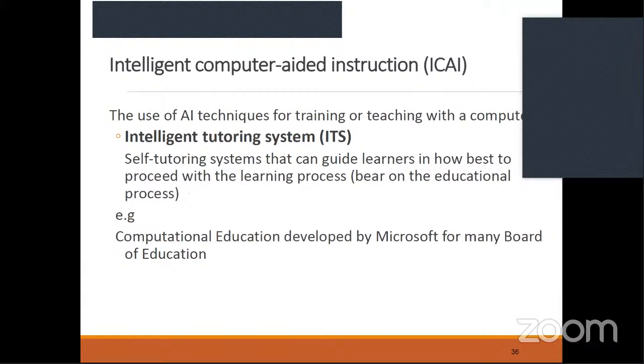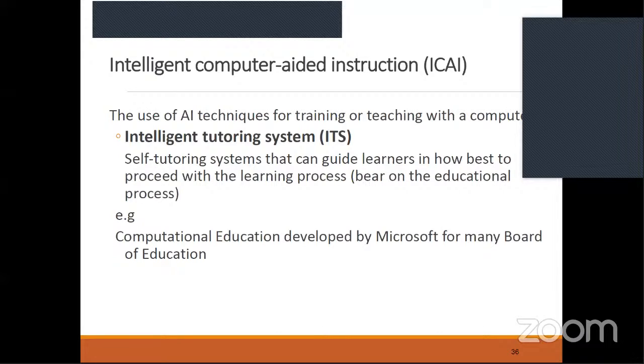Okay, one more application of AI is in education: intelligent computer aided instruction, the use of AI techniques for training and teaching with a computer. This intelligent tutoring system can help guide learners in how best to proceed with the learning process. There is a lot of online teaching happening, and many of the companies who provide online teaching say that they use AI technology underneath. They say that their systems are based on AI. Their systems monitor the students and then suggest how they should improve, what areas they are weak in and what areas they are strong in. They monitor their performance and accordingly schedule their classes. Okay, so one such technology was engaged.